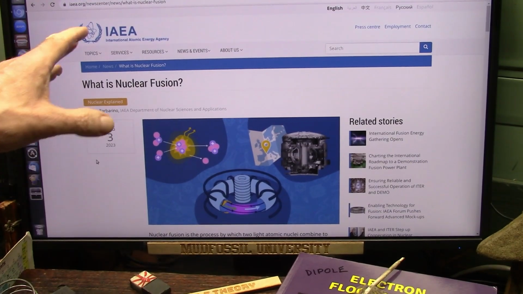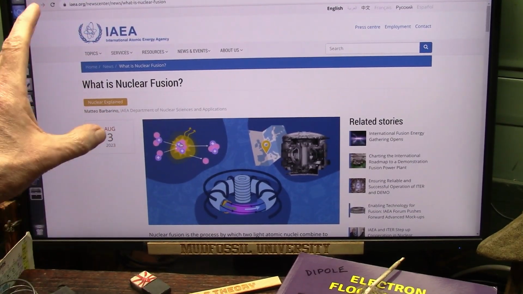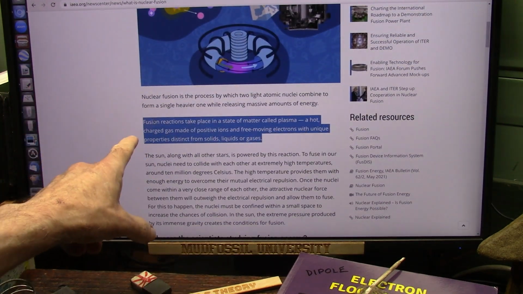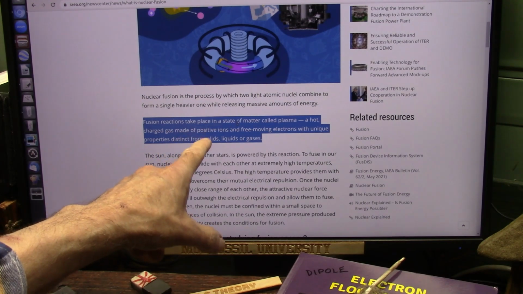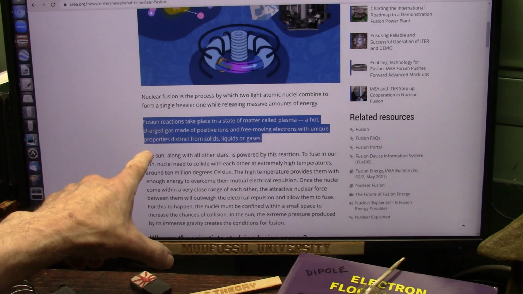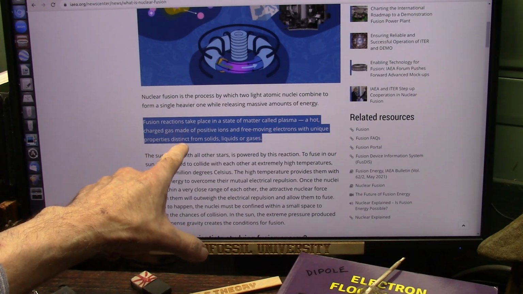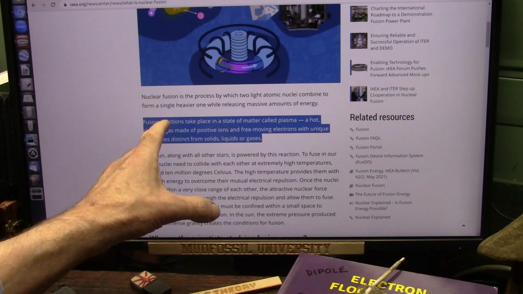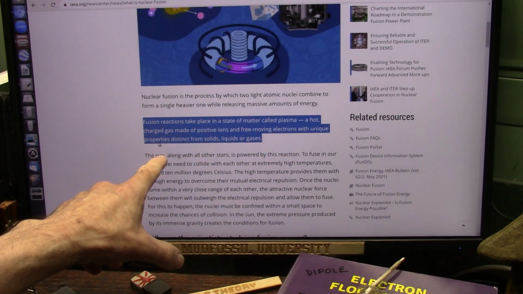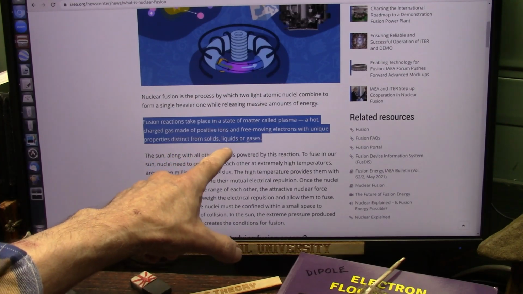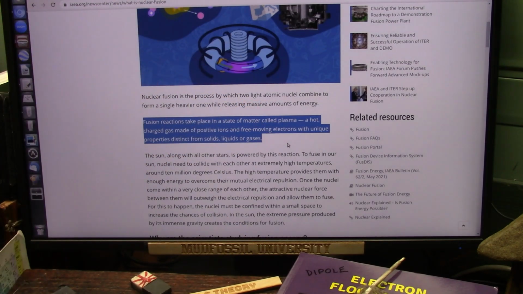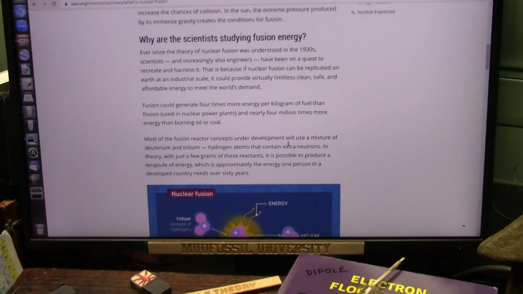All right, this is the International Atomic Energy Agency, and what is fusion? Fission is when they break apart, and that's the atomic bomb. Fusion reactions takes place in a state of matter called plasma. That's that white particle state. A hot, charged gas made of positive ions, I don't necessarily go with that, and free-moving electrons with unique properties distinct from solids, liquids, or gases. It's a plasma. It's the particles have separated the black from the white, and that just does not happen naturally.